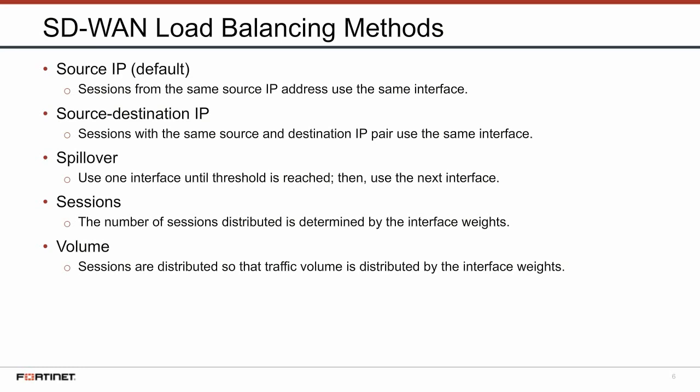Sessions. The interface weights determine the proportion of sessions that each link should handle. Sessions are distributed among the links based on the interface weights. Volume. The interface weights determine the proportion of traffic volume that each link should handle. Sessions are balanced so that traffic volume is distributed based on the interface weights.